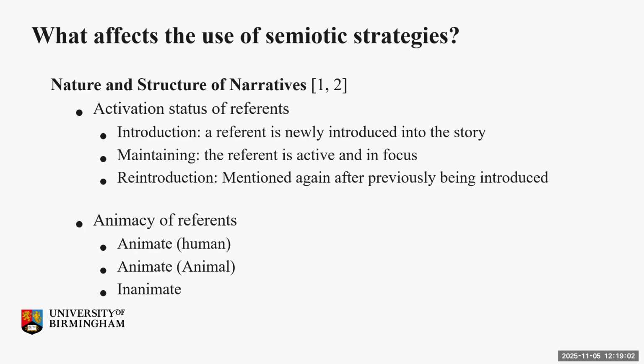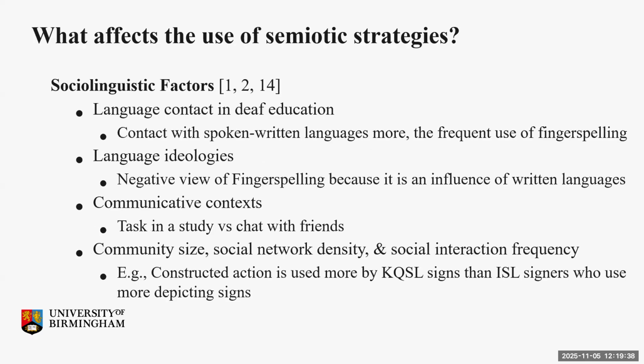And research has found that semiotic strategy patterns change according to the stage. So I'm going to introduce animacy first. So animacy of reference, so whether it's a human, an animal, an object. So for example, some studies have found that to maintain a human referent, people use more constructed action. To introduce more animate reference, people use lexical signs, for example, more often than constructed action.